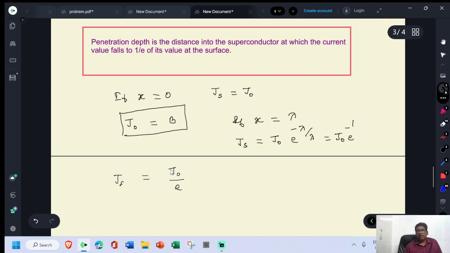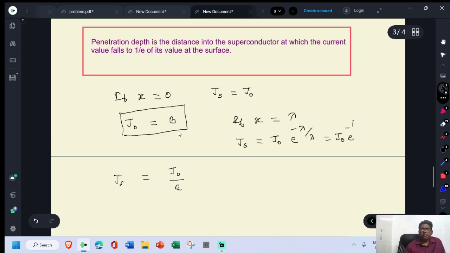If x equal to lambda, J is equal to J0 by e. J0 is the value of current density at the surface. If you go deeper into the conductor, then the current density is 1 by e times the value at the surface. Read out this definition. Penetration depth is the distance into the superconductor at which the current value falls to 1 by e of its value at the surface.